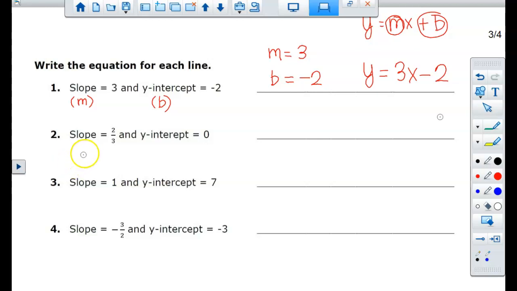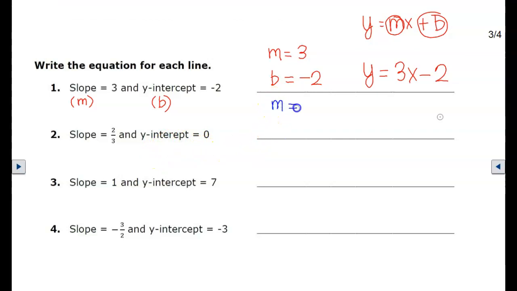We have a slope equal to 2/3 and a y-intercept equal to 0. So step 1 is to find m. M is your slope, so they told you that is 2/3. Find b. B is your y-intercept. I spelled that wrong, didn't I? I left the c out. Y-intercept, and that is 0.